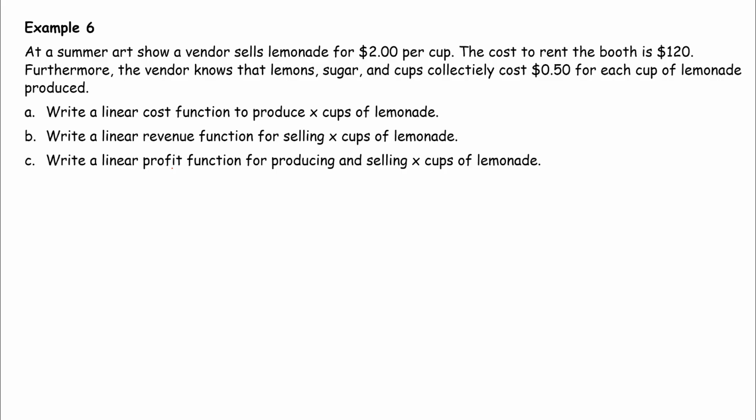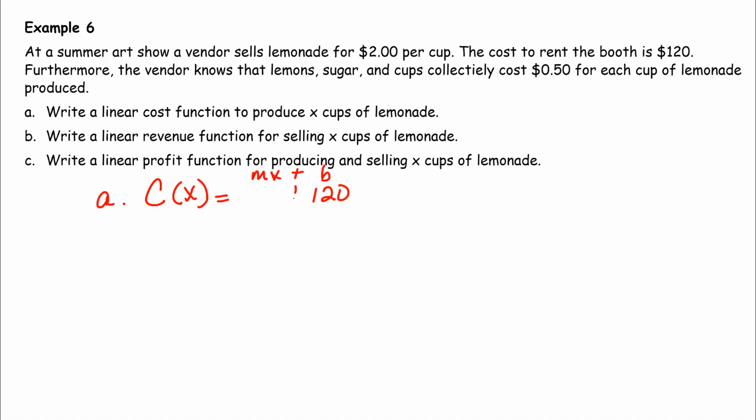So we're going to write a linear cost function to produce X cups of lemonade. So the linear cost function, C of X, is equal to the variable cost plus the fixed cost. mx plus b. You can think about it that way because it is a linear function. So the fixed cost is the thing that he's got to pay no matter what, and that's the rent. He has to pay that even if he doesn't sell any lemonade once he gets there. He still has to pay that 120.